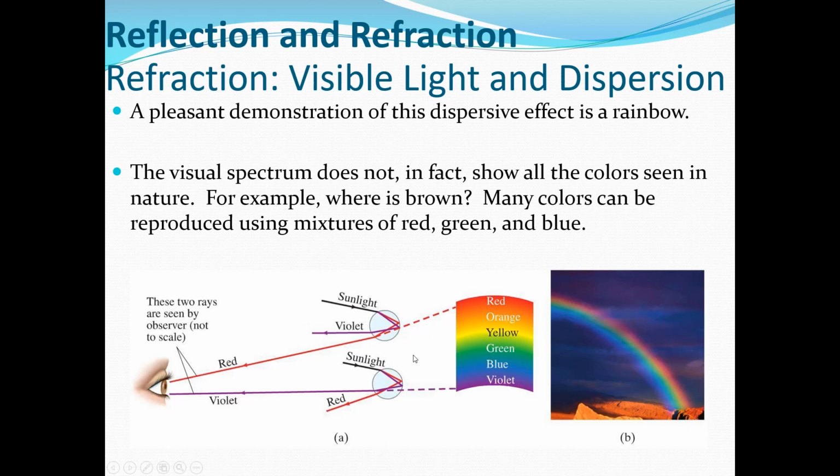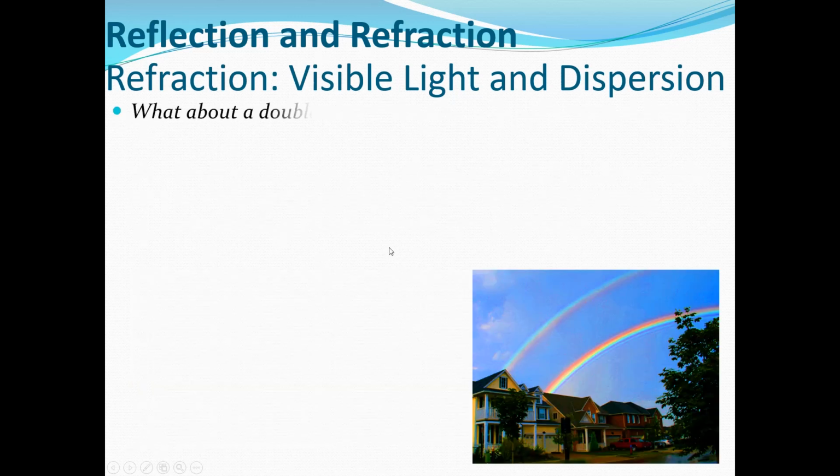So a lot of times the way that you see rainbows mainly occur when the sun is behind you, or sometimes will occur around the sun, not really in front of it. This also is where we can explain double rainbows.